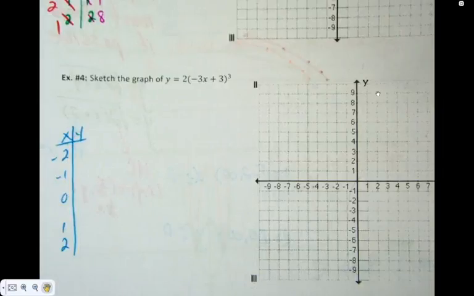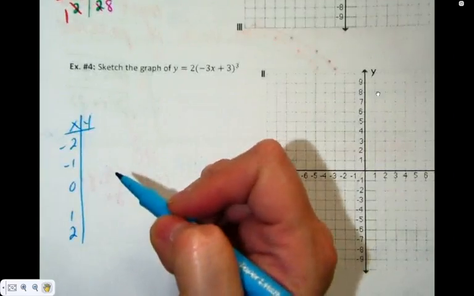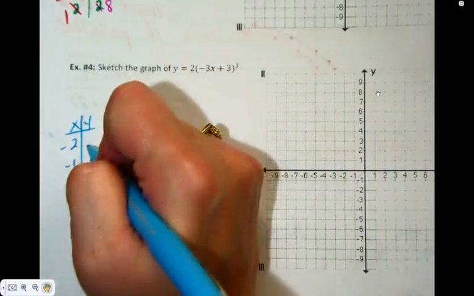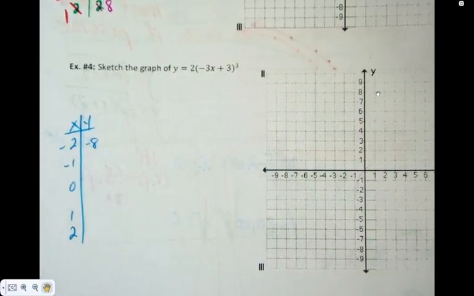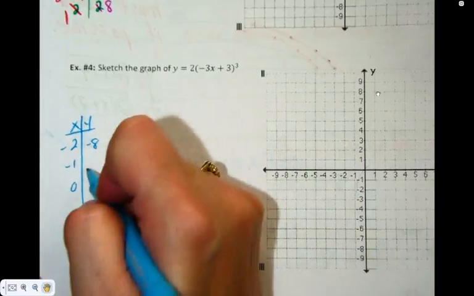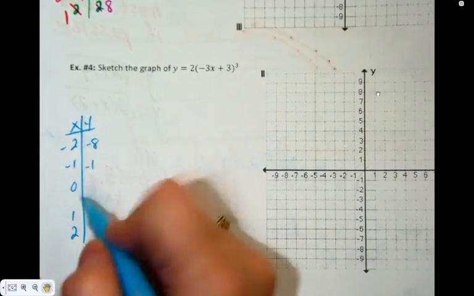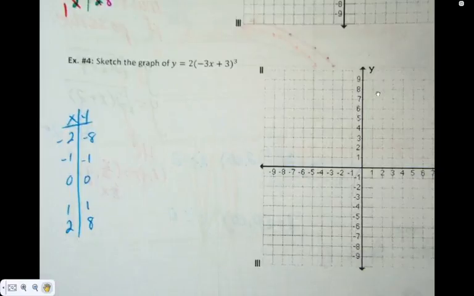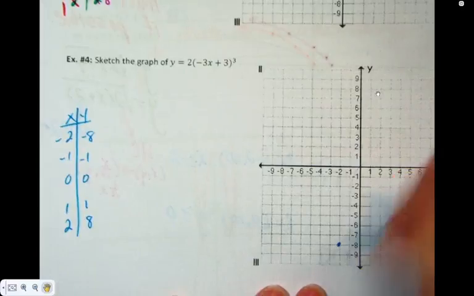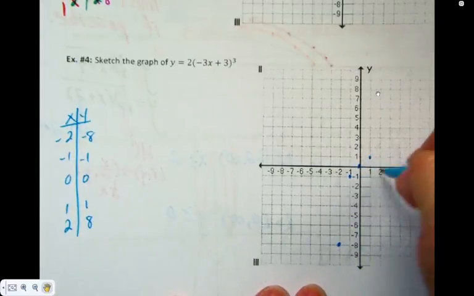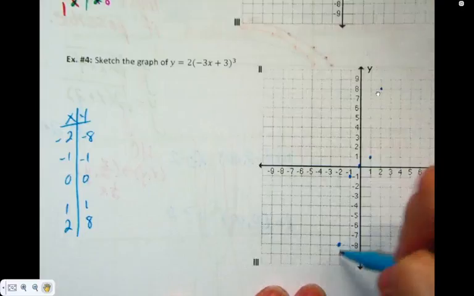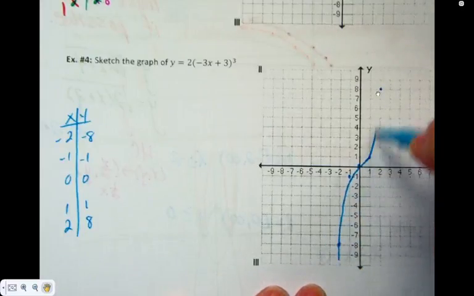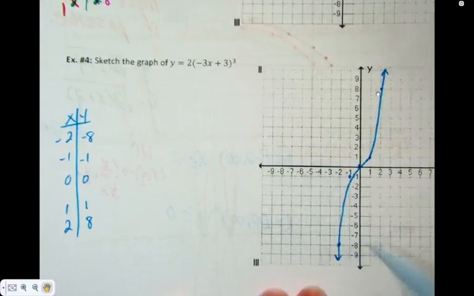-2 cubed. -2 times -2 times -2, -8. -1 times -1 times -1, -1 cubed. 0 cubed. 1 cubed. And 2 cubed. Okay. If you just remembered those, you don't have to write those down. It's up to you. If you can go straight to the graph, great. What's the shape of a cubic graph? Yeah, like a snake. We're going to come back to cubics in unit number 4.